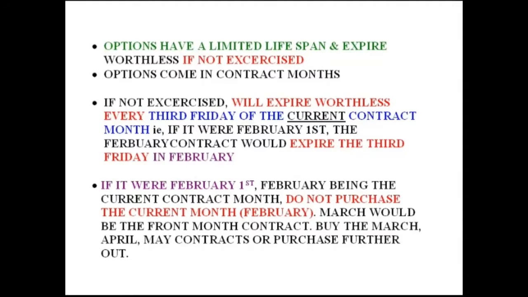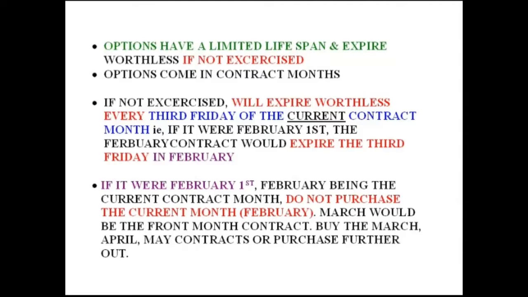March would be the front month contract, so buy the March, April, May contracts or purchase further out. The reason for this is that you want as long a time as possible for your option to work for you and at the cheapest price. In addition, options derive part of their value from what is known as time value. During the last 3 weeks, options usually have a tendency to lose their value very quickly.